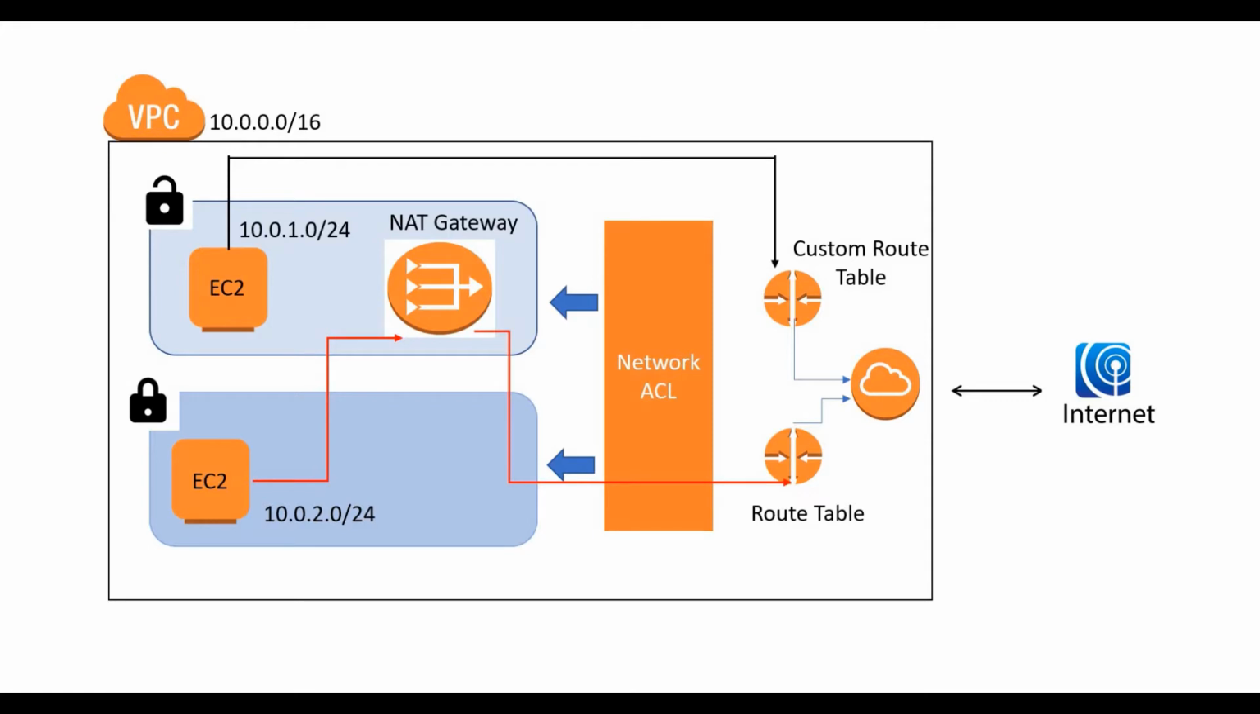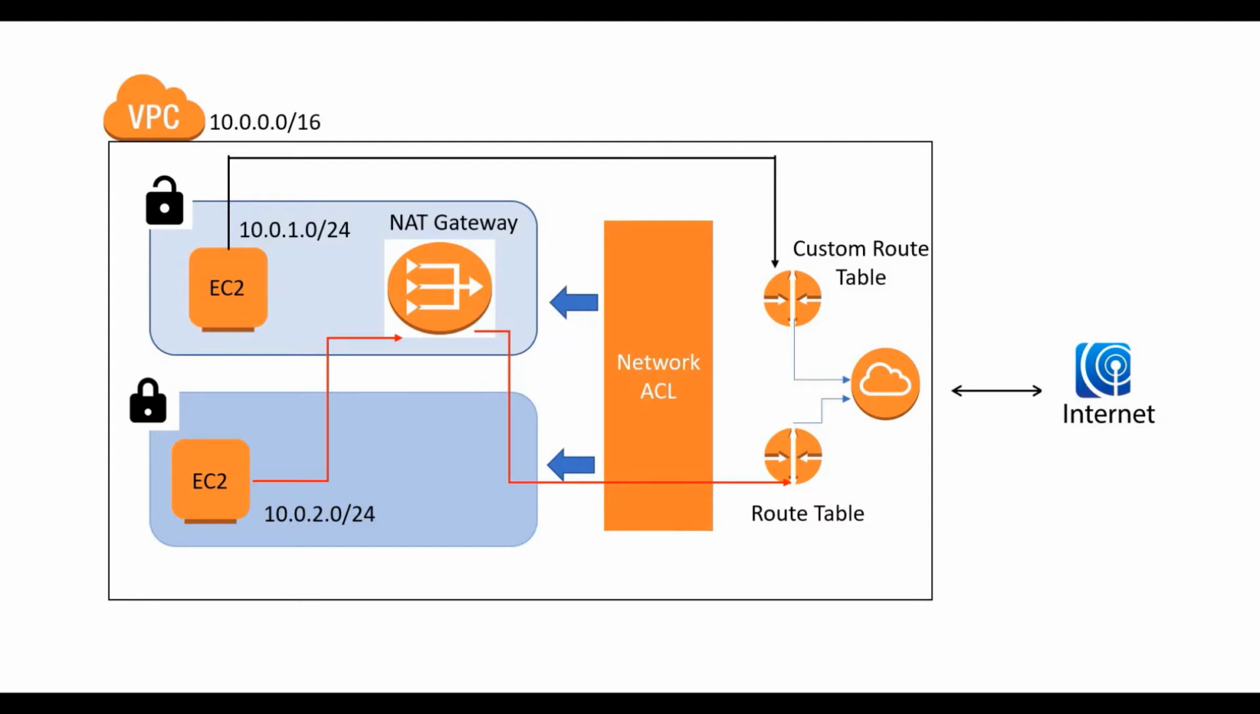Today I'm going to talk about the VPC, and what I'm going to demonstrate is how to create a VPC, how to create public and private subnets, and how to connect those subnets to the internet. Initially I'll create one VPC with an IP range like 10.0.0.0/16, and when you create this VPC, by default AWS provides one route table along with one default ACL.